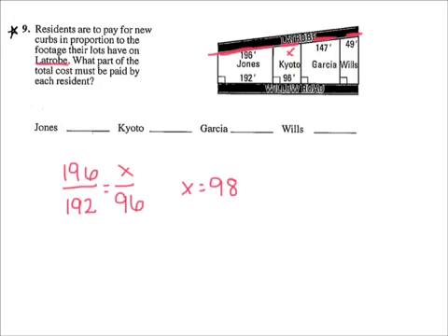Now what the question is asking is what part of the total cost must be paid by each resident? So really what I'm looking for here is like a percentage. I want to know what percentage Jones is going to pay, what percentage Kyoto is going to pay. We had to do this calculation to find Kyoto's percentage, but now we're going to go through each person and figure out what they should owe.